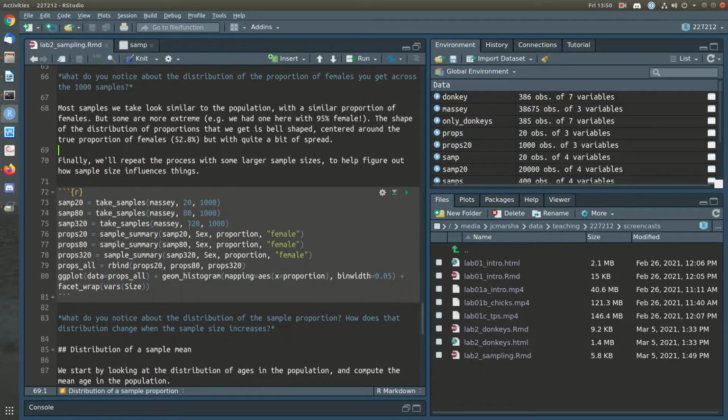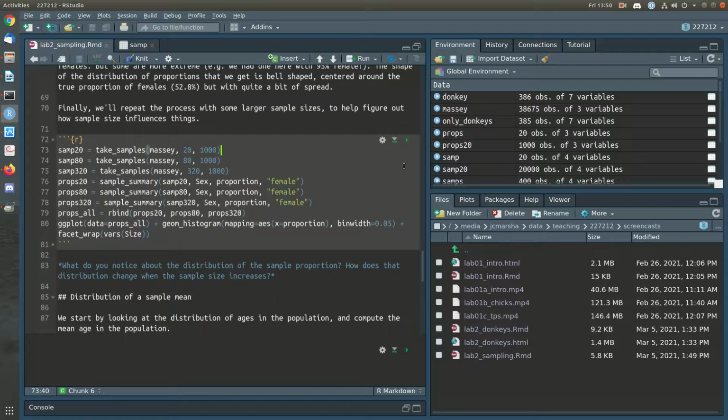So we're going to repeat the process: 1,000 samples of size 20 again, then 1,000 samples of size 80, so we're quadrupling the sample size, and then 1,000 samples of size 320, so we're quadrupling the sample size again. When we do that, we calculate the proportion of females in each of those samples, bind them all together and do a plot. So let's run that code and see what happens.